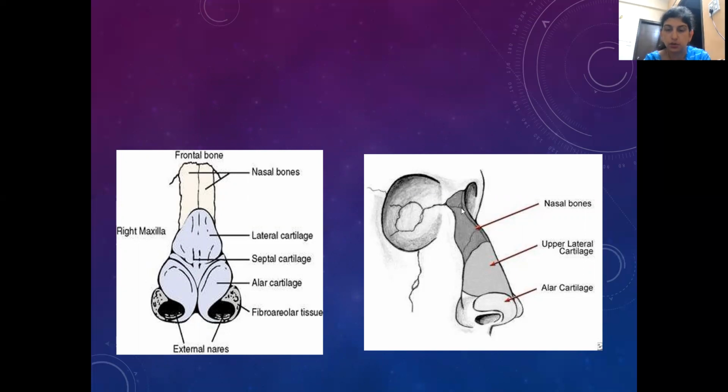The picture is showing the nasal bones, the upper lateral cartilage, the lower lateral cartilage or the LR cartilage, the septal cartilage.